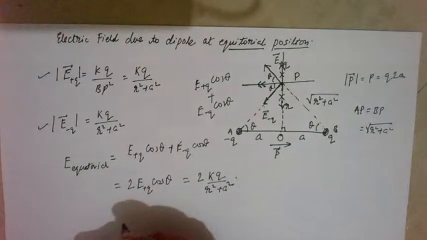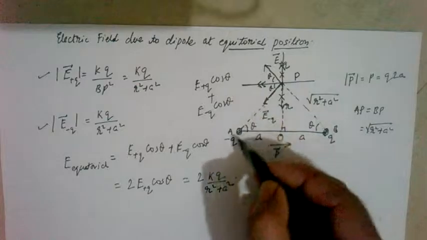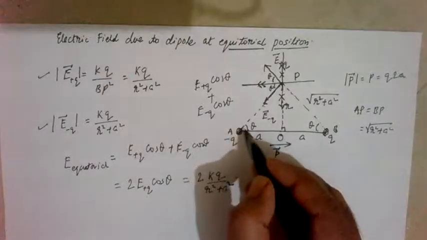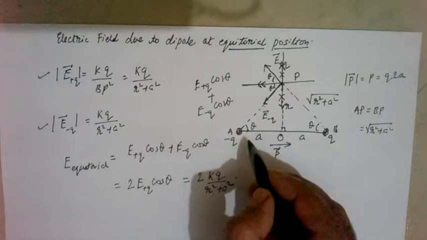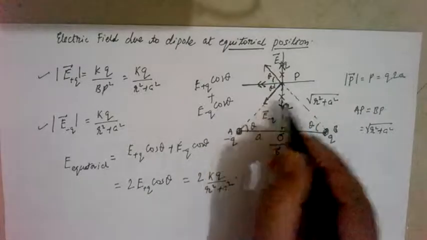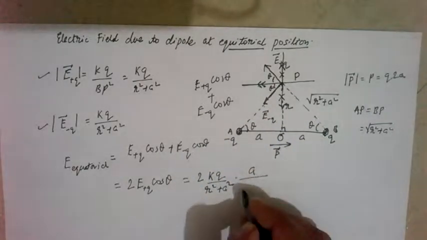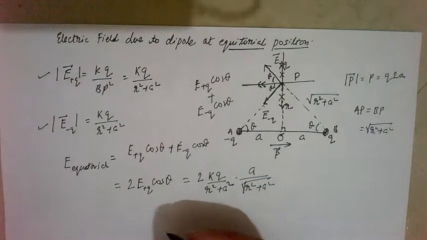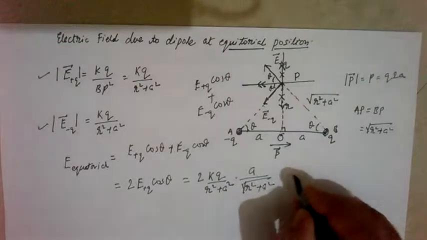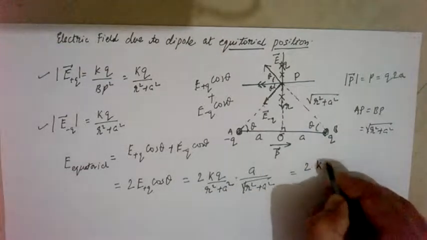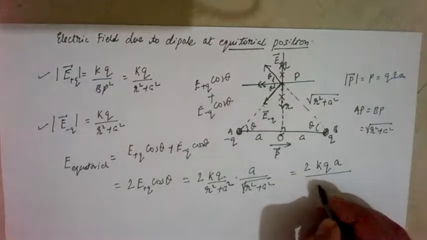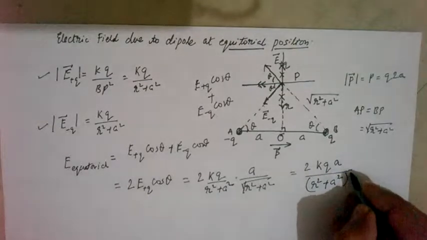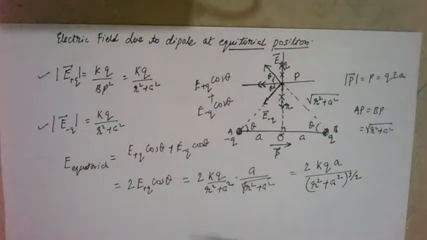Now what is cos theta? Let us take this triangle. These two angles are alternate angles, equal, and these two angles are corresponding angles, equal. So in this triangle, cos theta is a upon the hypotenuse, so this is a upon root of r square plus a square. Now when I solve this, I will get 2qa divided by r square plus a square whole to the power 3 by 2. Now this is the electric field.